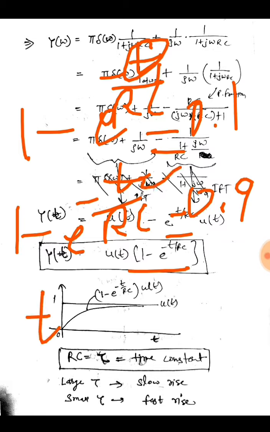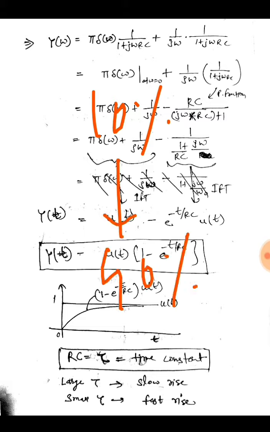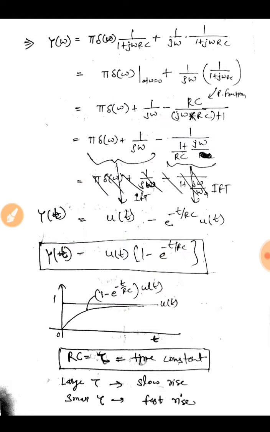So rise time would be t2 minus t1, that is the time to reach the 90% value minus the time to reach the 10% value. That is, if it increases from 10% to 90% in some time t, then this time will be the rise time. So this is how you calculate the rise time of a low pass filter. I hope you understand how we can calculate the cutoff frequency and how we can calculate the rise time or the time constant. So thank you very much for watching.